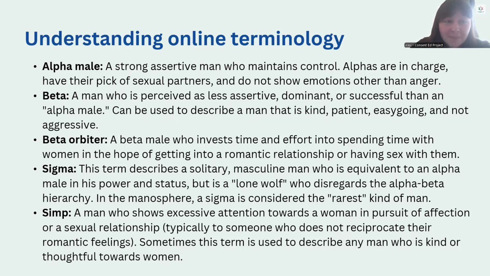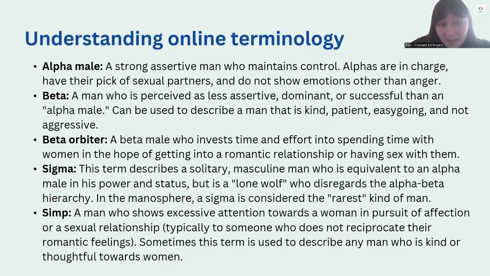A beta orbiter then is a beta male who invests time and effort into spending time with women in the hope of getting into a romantic relationship or having sex with them. A sigma, so this term describes a solitary masculine man who is equivalent to an alpha male in his power and status, but is a quote unquote lone wolf who disregards the alpha beta hierarchy. And in the manosphere, a sigma is considered the rarest kind of man.